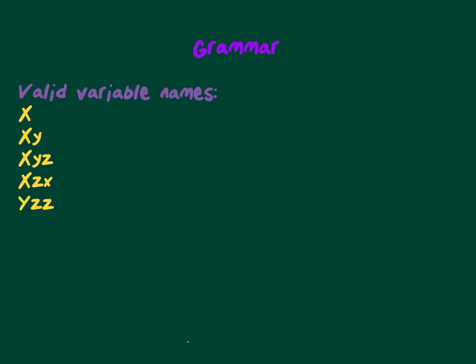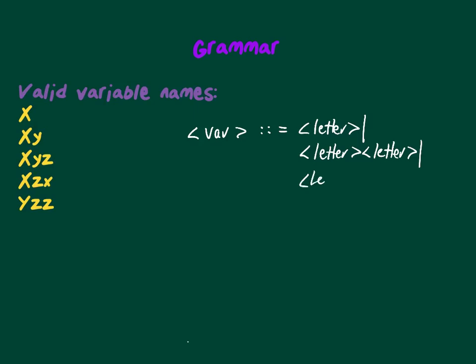And if we were to write this out, the grammar of this language out, using Backus-Naur form, we could say that the variable name is equal to a letter, or it could be a letter followed by another letter, or it could be a letter followed by a letter followed by another letter. And we normally do that on one line.